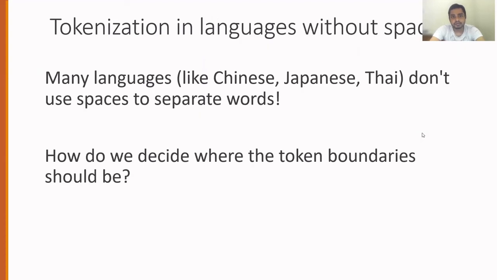But wait, what about all the languages that don't have spaces? Many languages, like Chinese, Japanese, or Thai, don't use spaces to separate words. How do we decide where the token boundary should be?